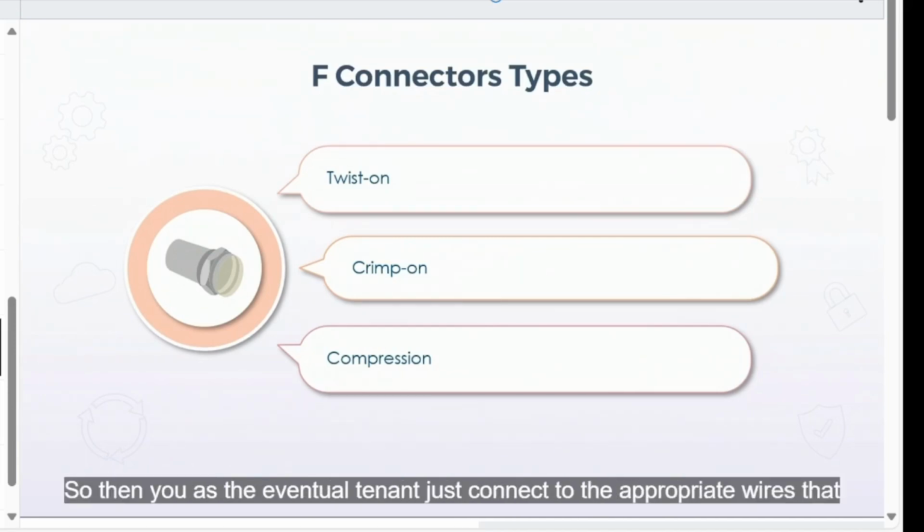Now, crimp-on tends to be rare in today's implementations, though, in favor of compression connectors, which use a special tool that pushes the connector very tightly onto the end of the cable for a tight seal that preserves the signal quality and resists foreign materials such as dust.